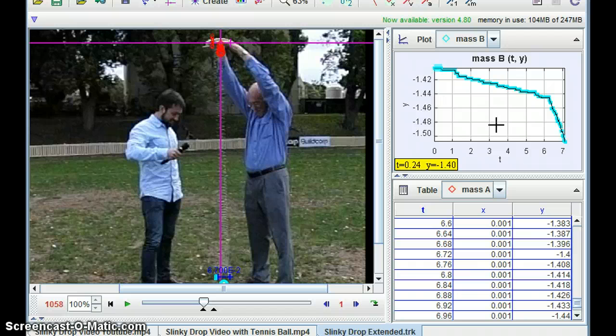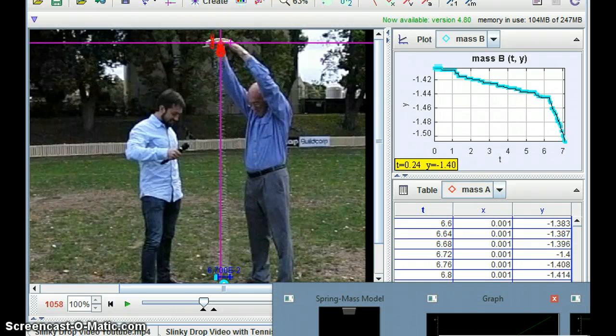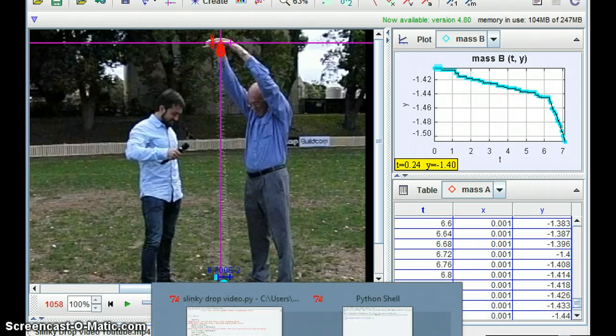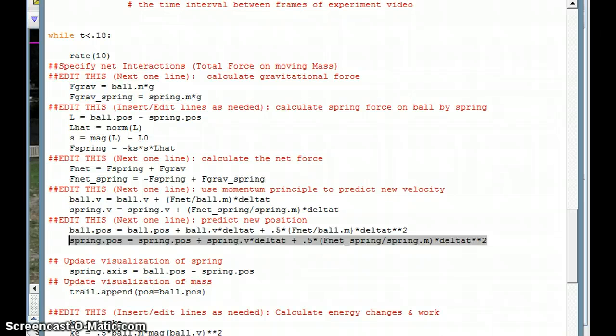I modeled the same motion extracted from Tracker using VPython, and in order to do that, I took Lab 8 with the spring motion, and I edited it to include the motion with the spring. I calculated the position of the spring using the momentum principle, and I then graphed the data of the spring and ball position.